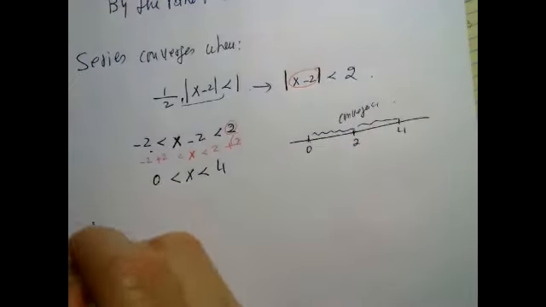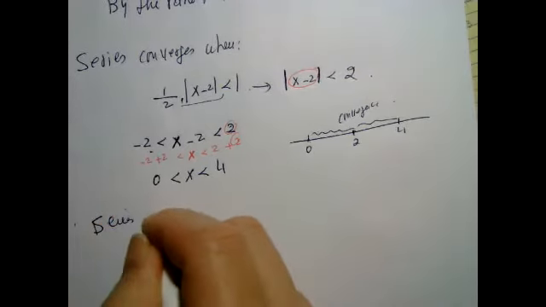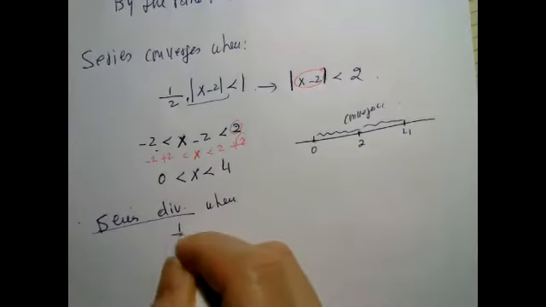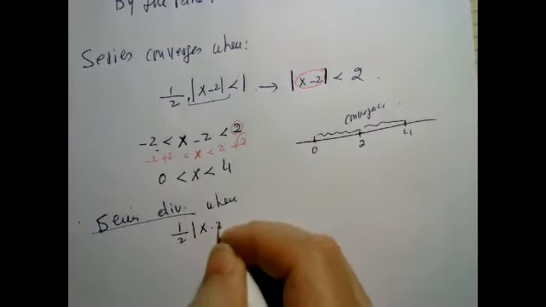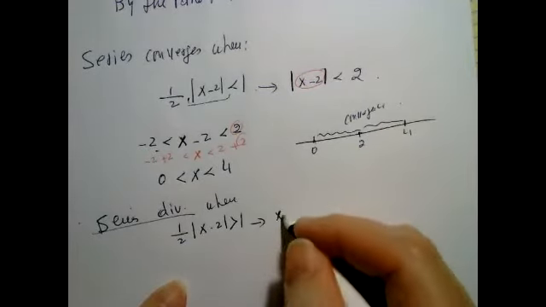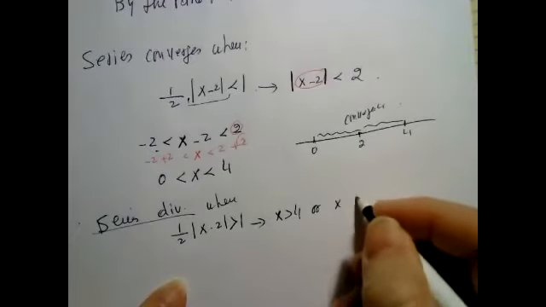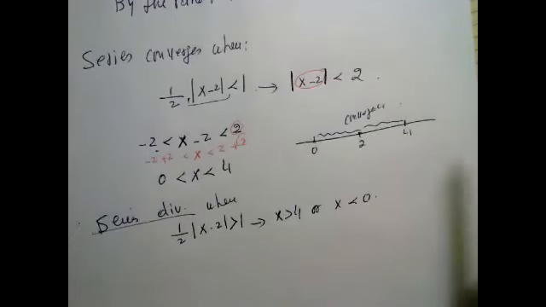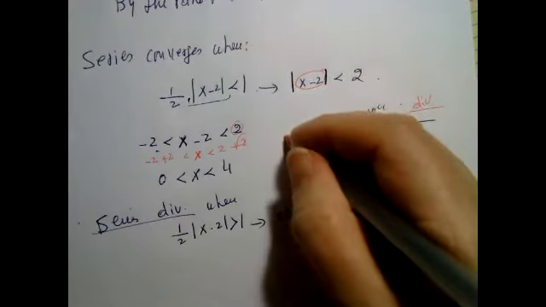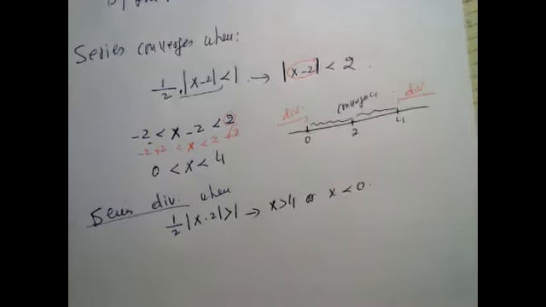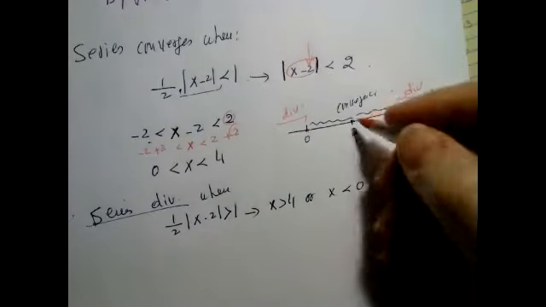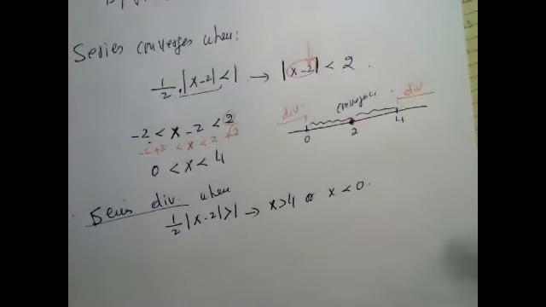And it diverges when the ratio is bigger than 1. And this occurs outside this interval, meaning when x is larger than 4 or x is less than 0. So this is where the divergence occurs. It's always an interval. And the interval is always centered at a, which is the 2. So that's always the center of the interval.